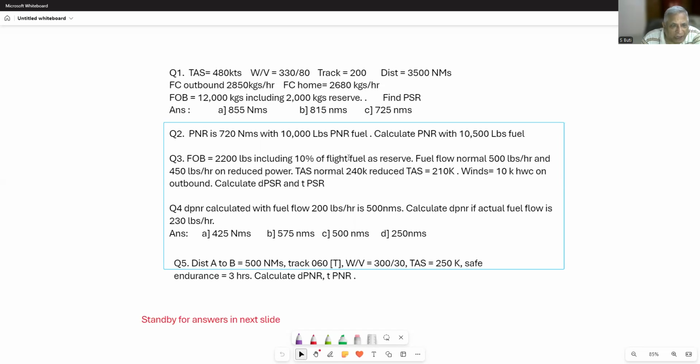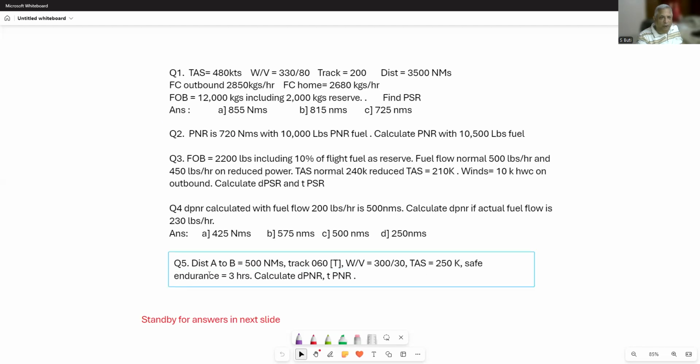Do it yourself, and I've given you the answers. If you find any of these questions difficult, in your comments do mention that I had problem in this question and I'll come back to you. But I've explained you all these concepts, so try and do it yourself. And here, fairly simple, distance A to B 500, track, wind velocity, true speed is given to you, safe endurance is also given to you. Calculate DPNR and TPNR.